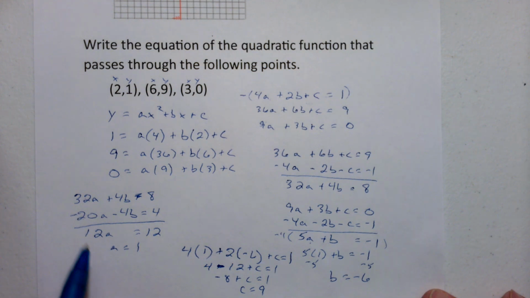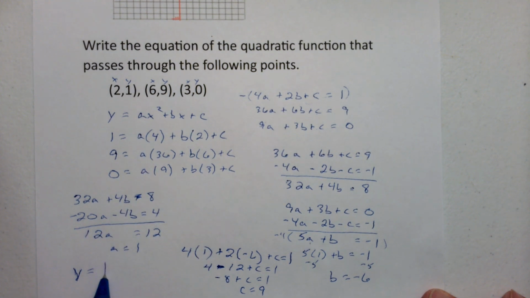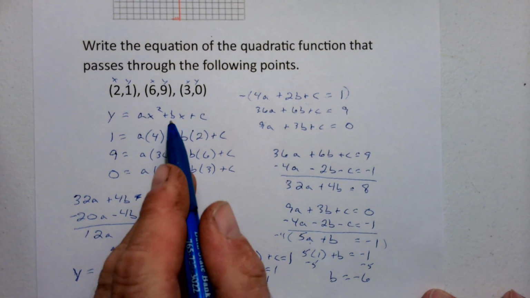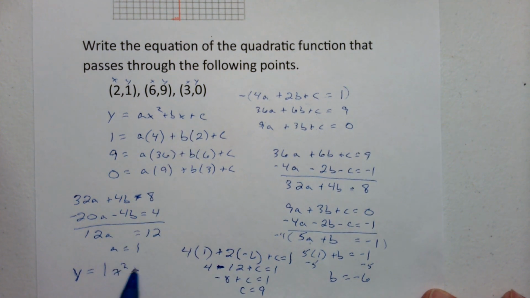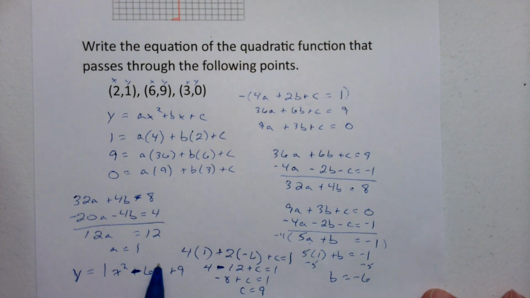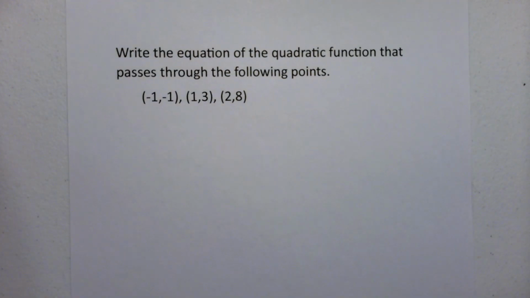So our equation is going to be y equals, or f of x equals, our a value, which is 1, x squared, plus our bx, b is -6, so this is actually going to be a minus 6x, and then plus our c value, which is 9. So there's our equation that we're looking for. y equals x squared minus 6x plus 9. I do have one more example if you wish to follow along just to see how that works again.